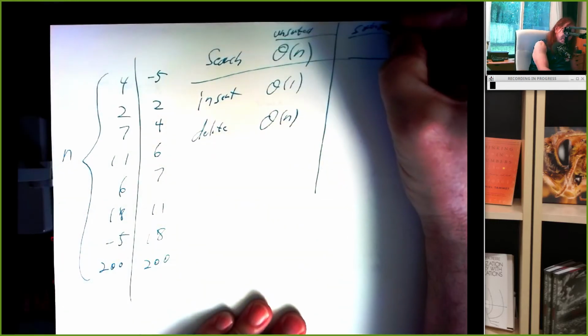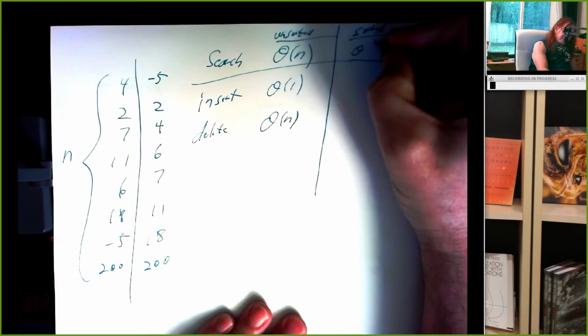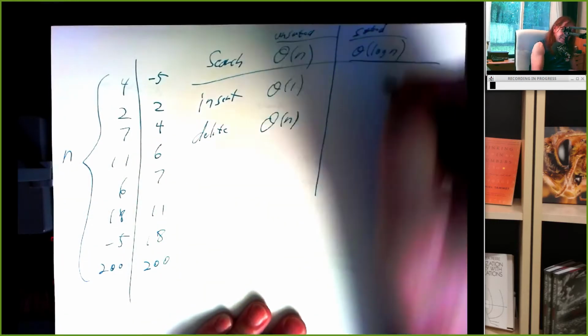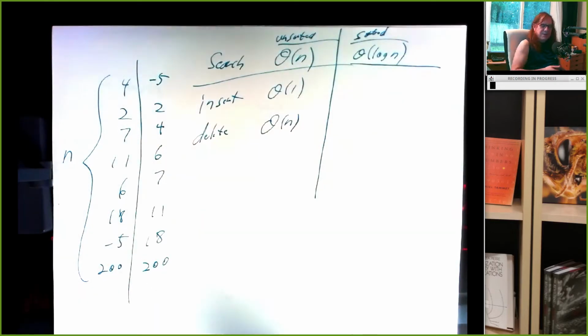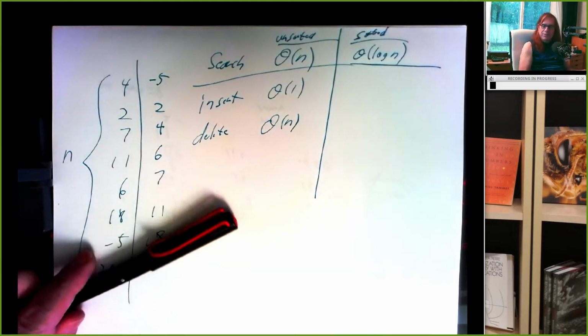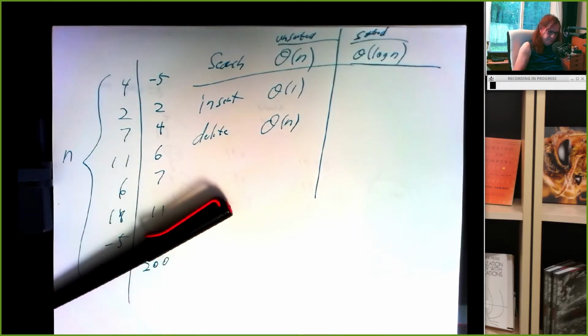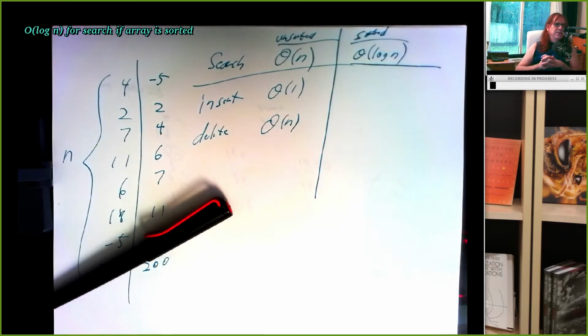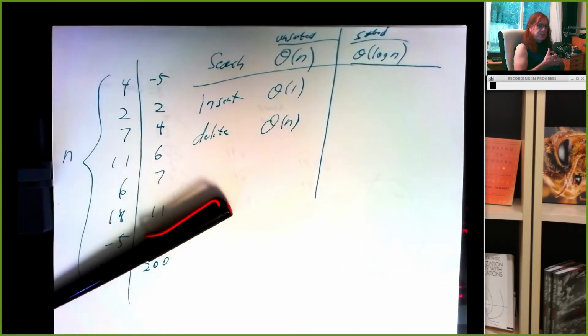So if we keep our data sorted, our search gets really nice. It becomes log n. And log in these kinds of notations usually means logarithm base 2. So if our array is sorted, search becomes order log n. And that's really nice.